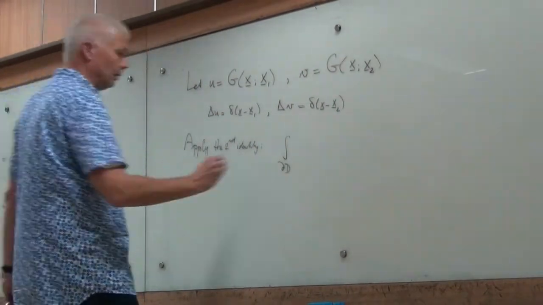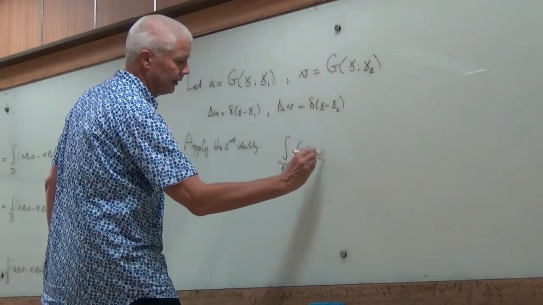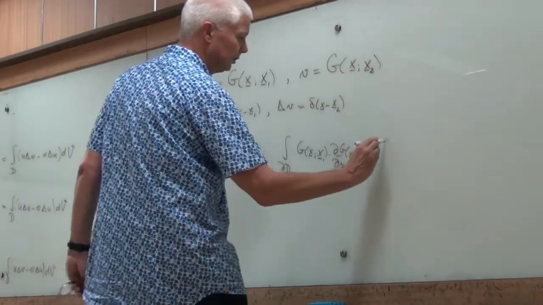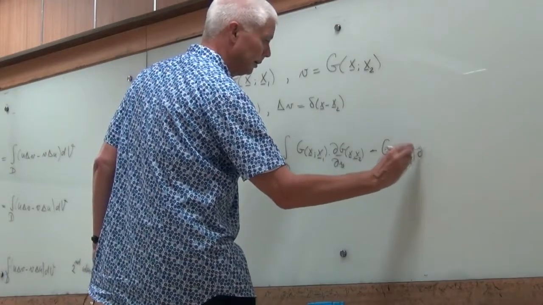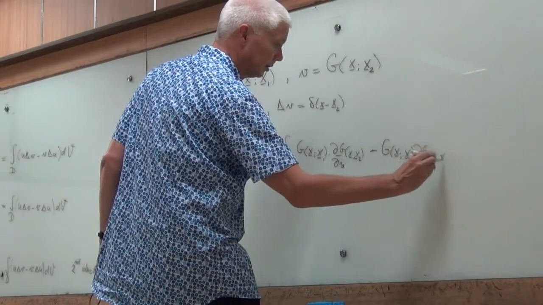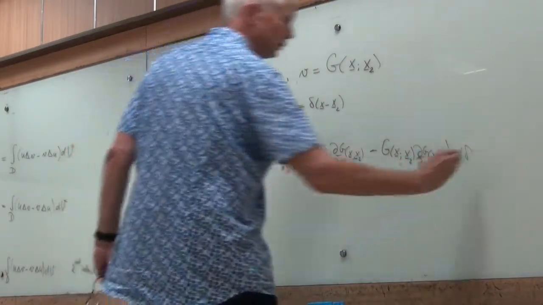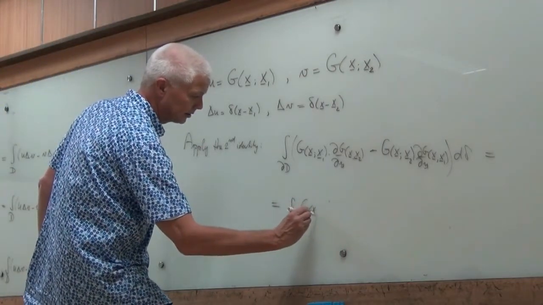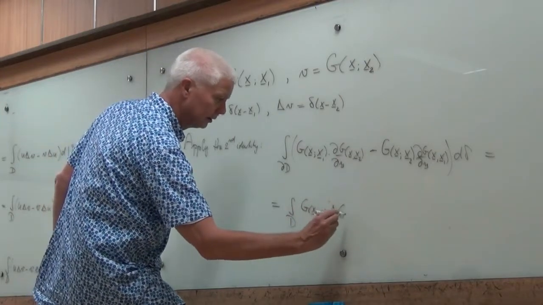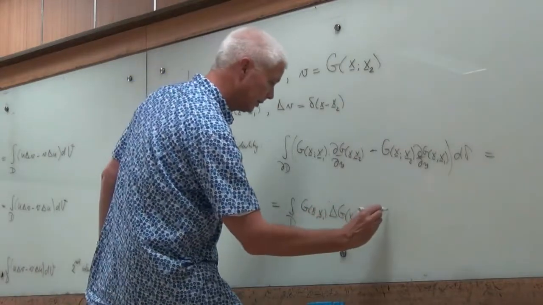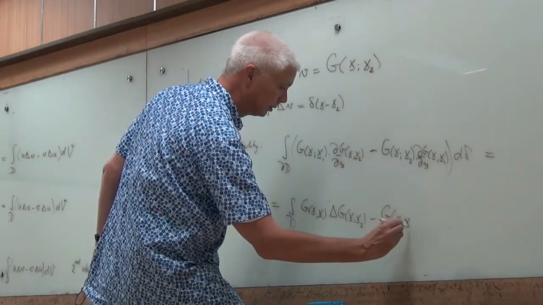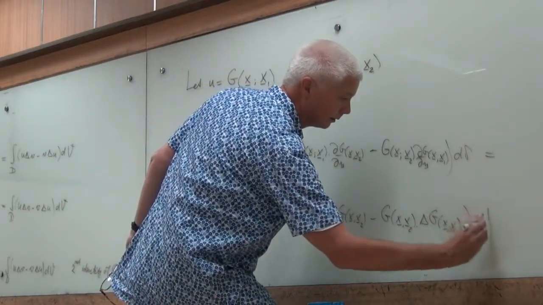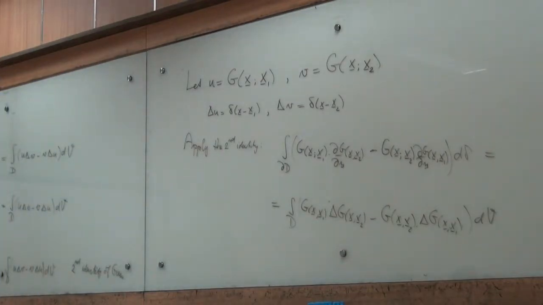The integral over the boundary of G(x1) times dG/dn(x2) minus G(x2) times dG/dn(x1) ds, that should be equal to the integral over my domain of G(x1) Laplace G(x2) minus G(x2) Laplace G(x1) dV. Yeah, I just substituted u and v in my problem.